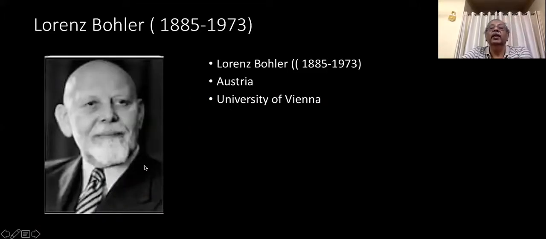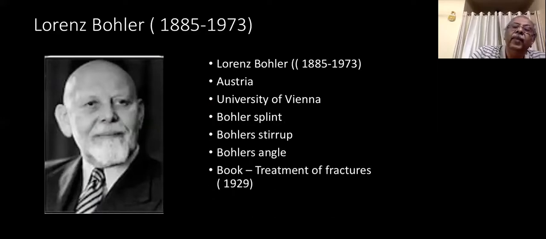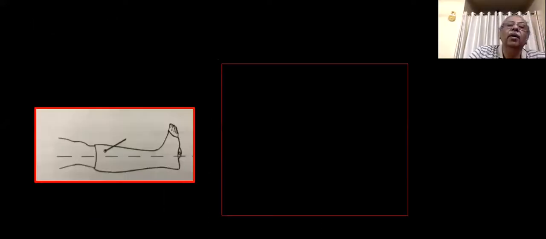So a few things regarding the history may be asked. What was the full name of Bowler? His name was Lorenz Böhler, who is an Austrian. He studied and worked in the University of Vienna. What are the contributions of Bowler to orthopedics? It is Bowler's splint. You will remember the Bowler's stirrup, the Bowler's angle in the calcaneum, and he wrote one of the earliest books on fractures, the treatment of fractures, which was published in 1929. These were the contributions of Lorenz Bowler.